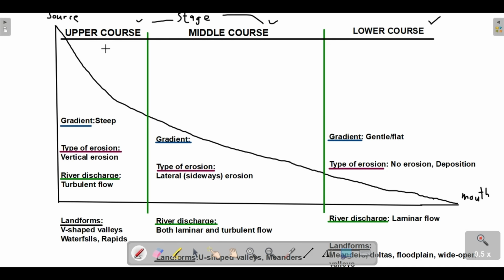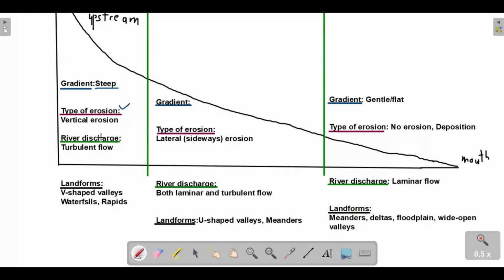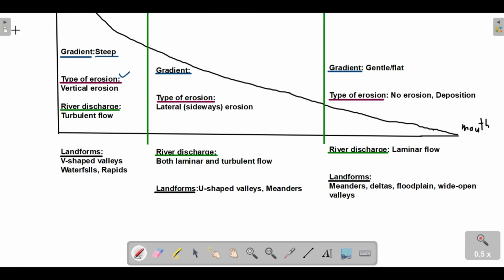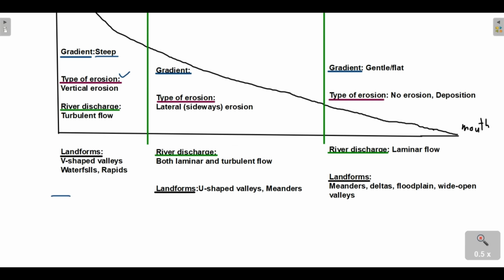The upper course refers to the area that is right at the catchment area or close to the catchment area where you have very steep slopes. So it is found upstream. The gradient in the upper course is generally steep slopes, steep valleys. If you look at the cross profiles of the valleys there, they look very steep. Then you would know that this is the upper course. You can only find these types of valleys that look like a V shape in the upper course.